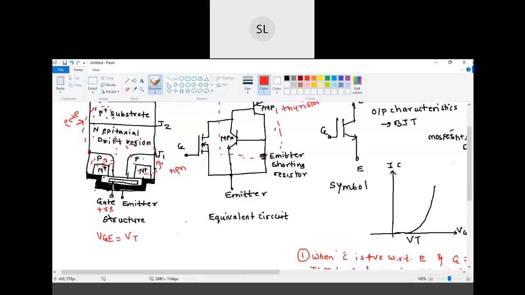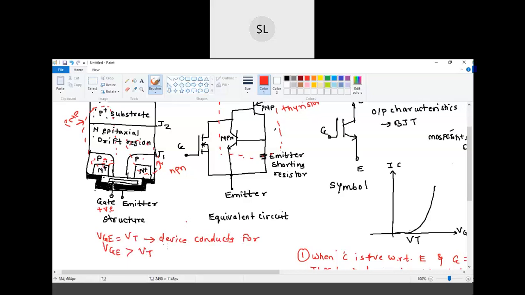Okay, therefore the forward current will flow from collector to emitter. This positive gate voltage will determine the number of electrons that will be attracted, okay, and thus it will determine the collector current that will be flowing through the circuit. So the device will conduct for Vg greater than Vt, okay.